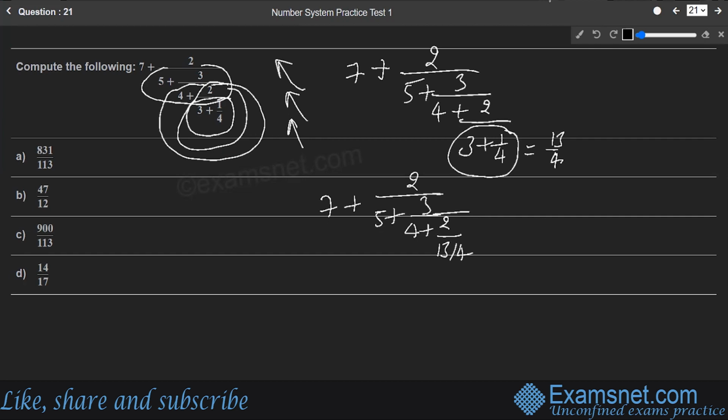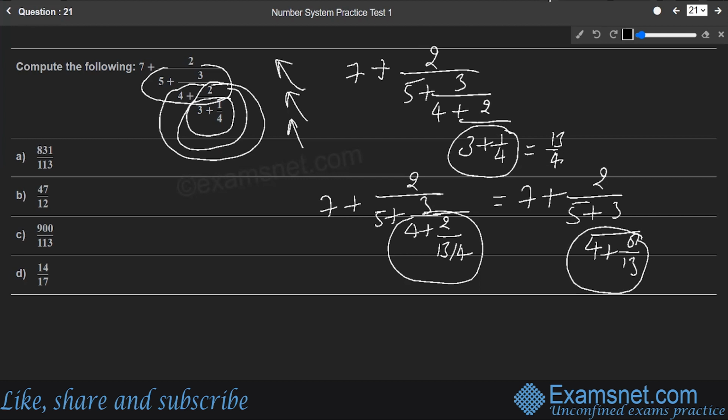Now we have to solve this 4 plus 2 by 13 by 4. In the next step we can write 7 plus 2 by 5 plus 3 by 4 plus 2 divided by 13 by 4, which is nothing but 8 by 13. Now we have to solve this 4 plus 8 by 13, and the result we'll write in the next step. So it's going to be 7 plus 2 divided by 5 plus 3 divided by 4 plus 8 by 13. 13 times 4 is 52 plus 8 is 60. So it's going to be 60 by 13.